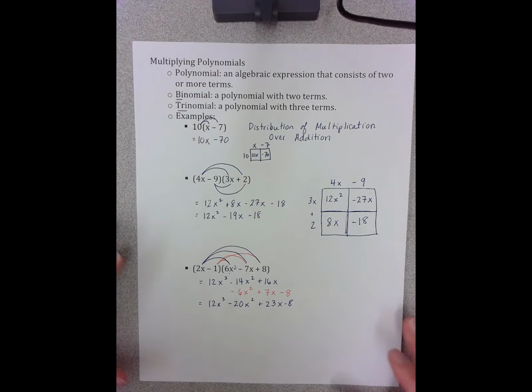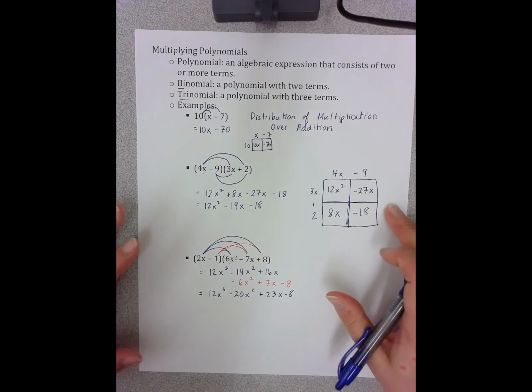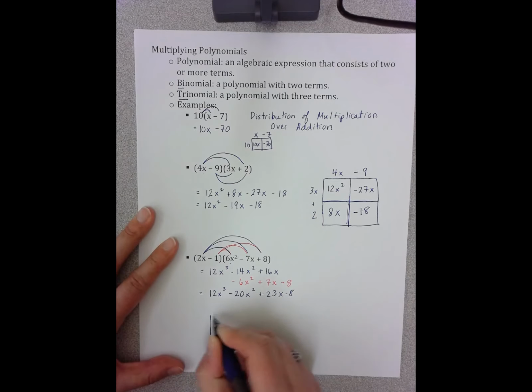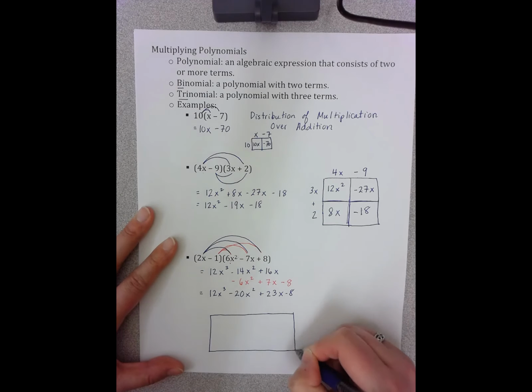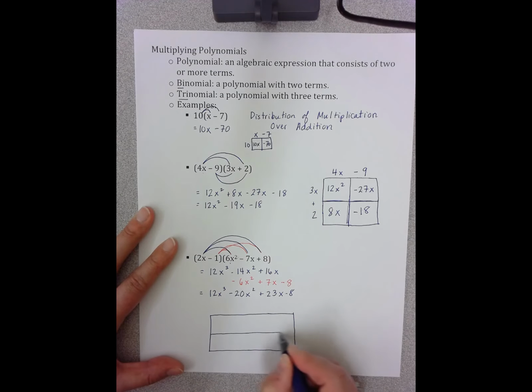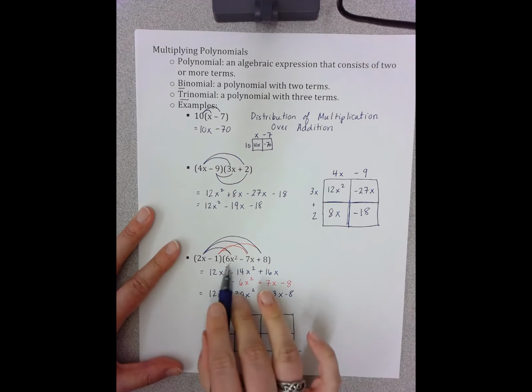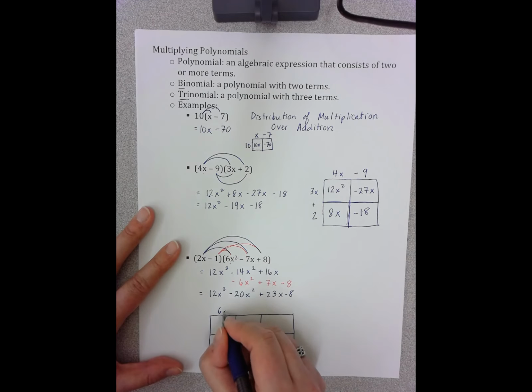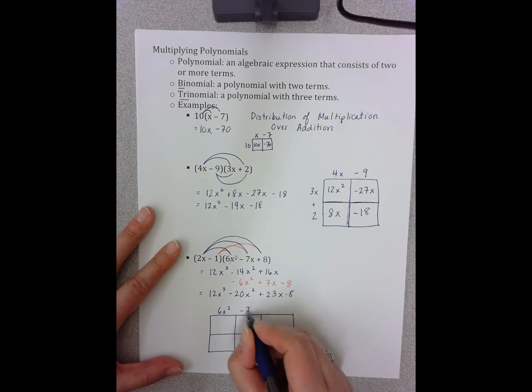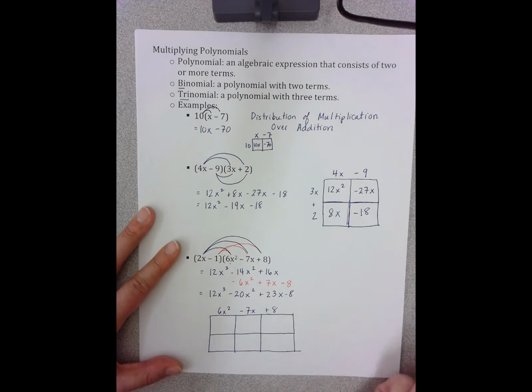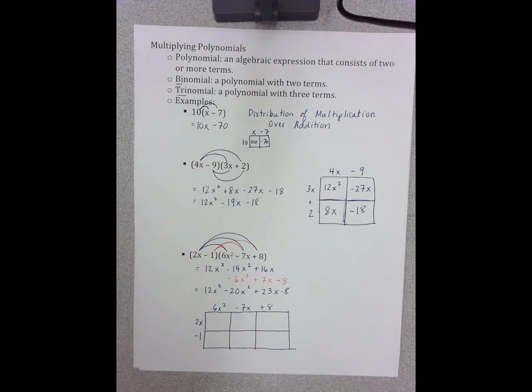Now the second way to do this is again to use this area idea. So I am going to draw a longer rectangle this time because I need space for the 3 terms. So 6x squared minus 7x plus 8. And I need room for the 2 terms, 2x minus 1. And then I fill it in. I find the area of each of these little boxes.